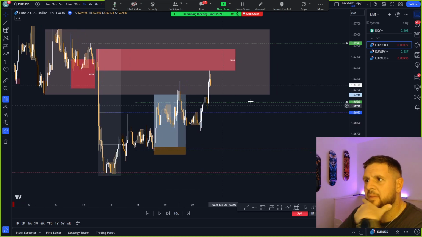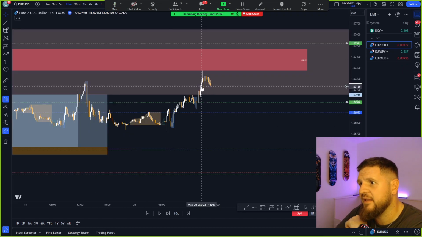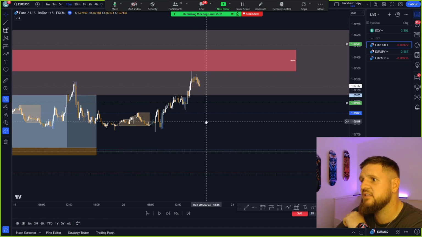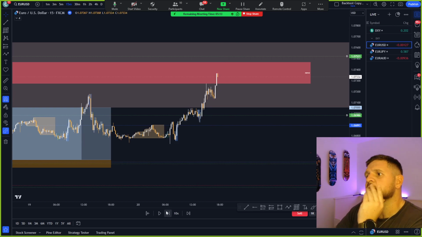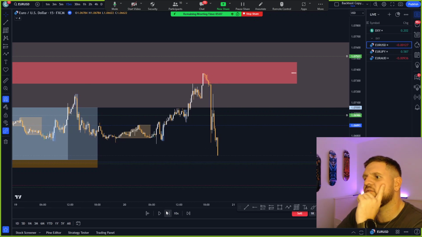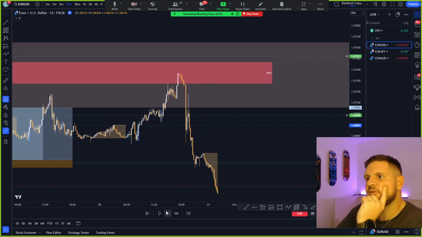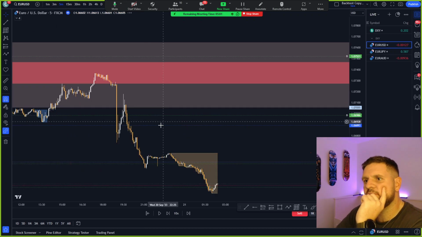Okay, so we're back into this supply area now. What time of day are we at now? So this is coming into the Asian session, so I wouldn't be trading here. Ideally, we want to be looking at... I think we probably missed that move. Yeah, we missed that move now. So it doesn't look like there was much of a setup on this one.